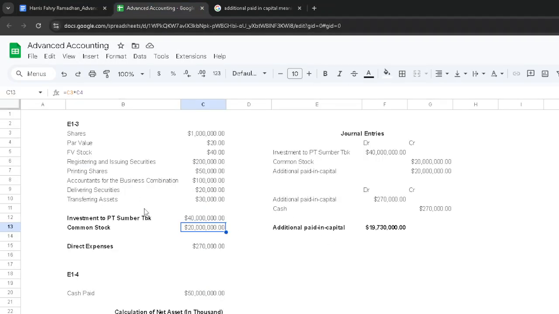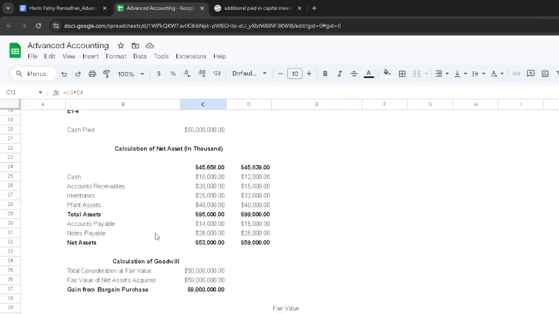Just like how I solved the first question, to solve this question you also want to know what the term goodwill is. I think goodwill is something that you gain from the purchase. That's how I like to think of it.